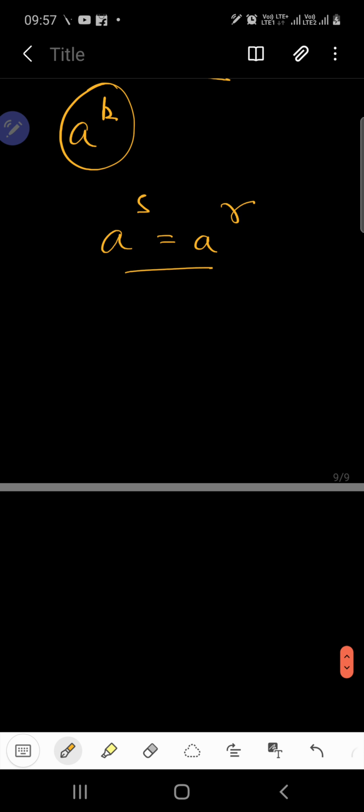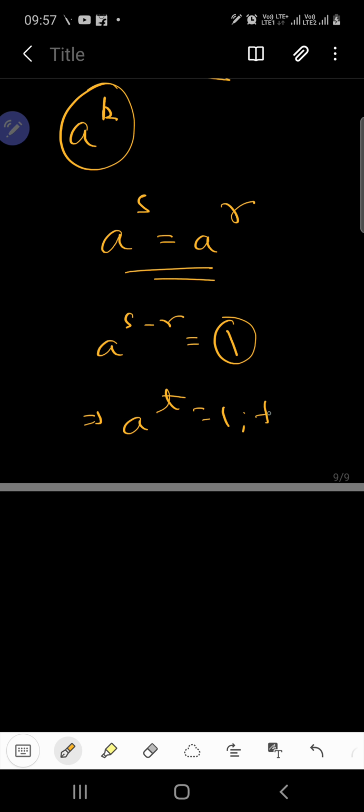Now, if this is the case, then we can say that a to the power s minus r is equal to 1. Since this is a multiplicative group, 1 is your identity. So we can say that a to the power t equals 1, where t is greater than 0 and t is equal to s minus r. This basically means that s is greater than r. This is a general fact. Without any loss of generality, we can say that s is greater than r. So we have got some t such that a to the power t is equal to 1.